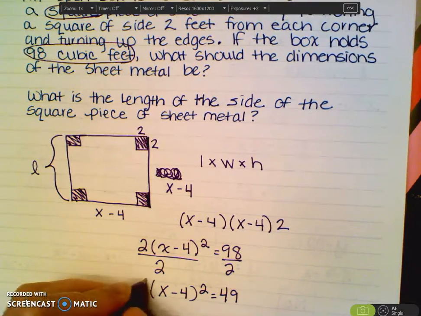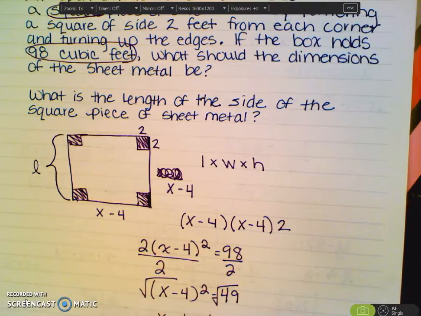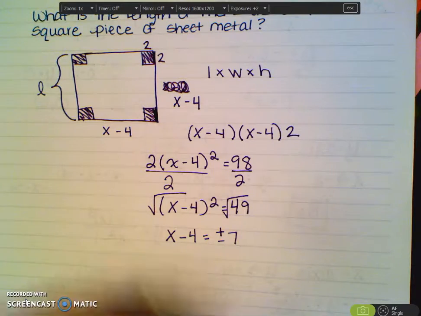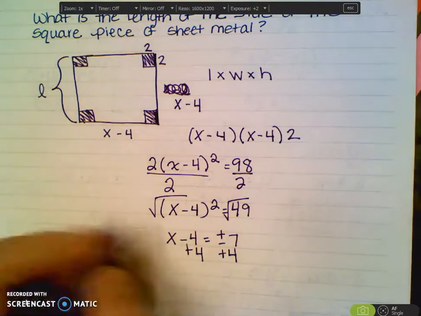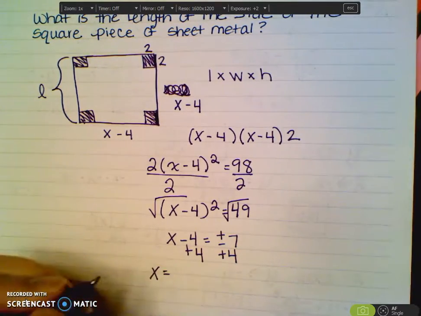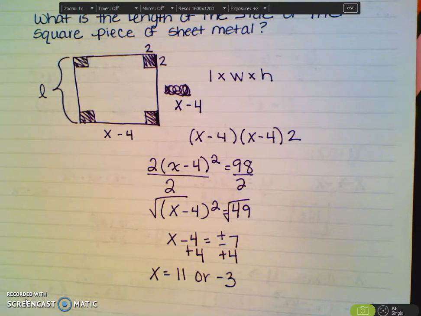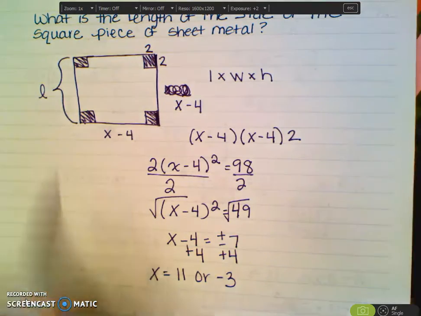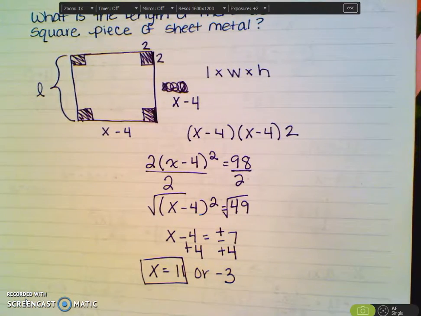Next, I'm going to take the square root of this side and the square root of this side. Now I'm left with x minus 4 equals plus or minus 7. Now I'm going to add 4 to this side and add 4 to this side. x equals either 11 or negative 3. In this case, it does not make any sense for my length to be negative 3. So I know that my length must be 11.